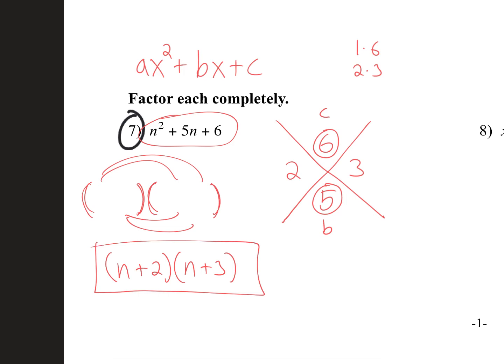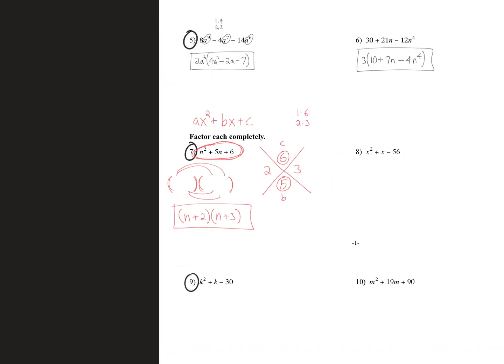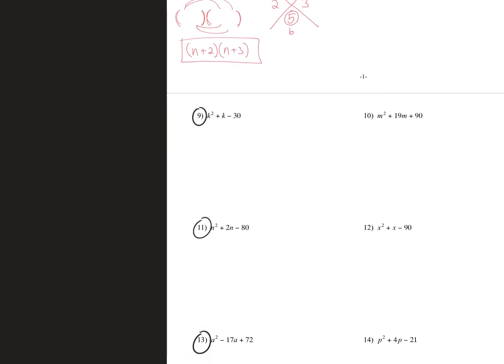If you were to distribute this, n plus 2 times n plus 3, you would end up with this. We're going the opposite of distribution or FOIL and going back to the original parentheses here, okay? All right, let's do another one to make sure we get the idea down here. We'll do a few more.